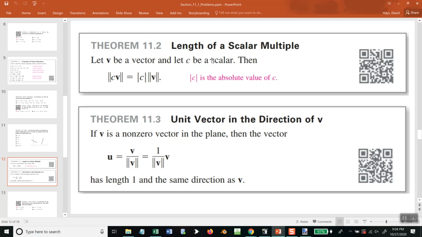Okay, ignore the length of a scalar multiple. It's a theorem, so I thought it should be thrown in there. But here's the theorem to find a unit vector in the direction of v. If you're given a vector and you want to find a unit vector in the same direction, this is how you do it. The unit vector is, again, a magnitude, a distance of 1. The reason you do this is so you can use it in other applications. You just stop at the unit vector and say that's good, maybe if you're talking about a unit circle.